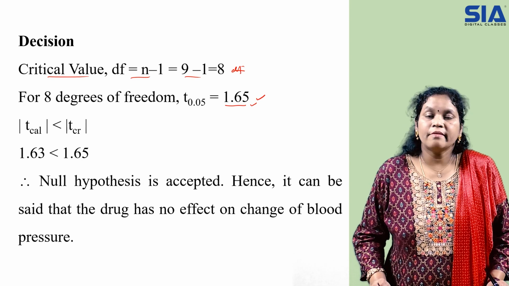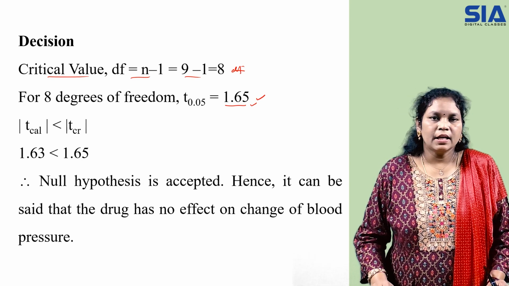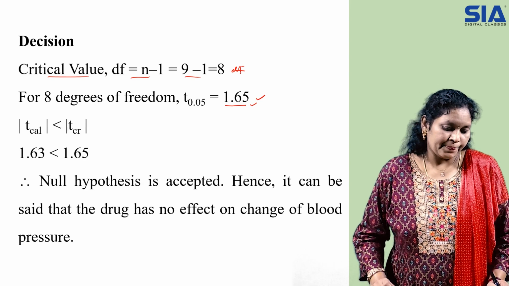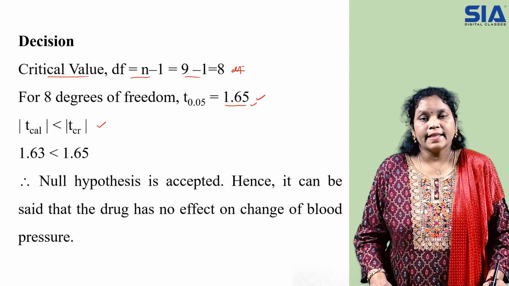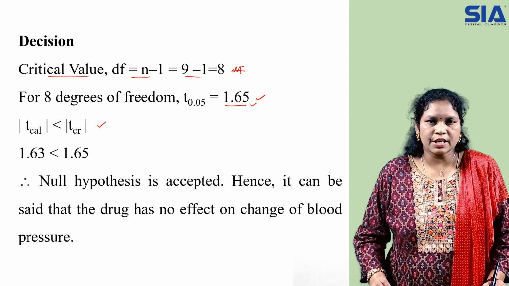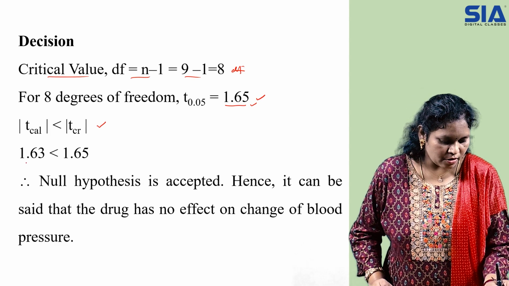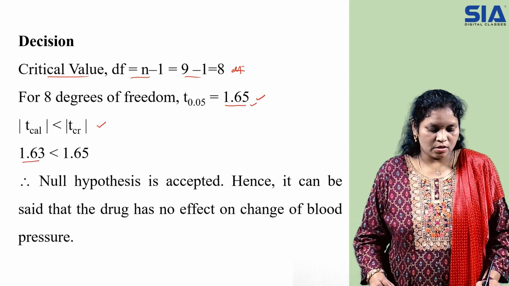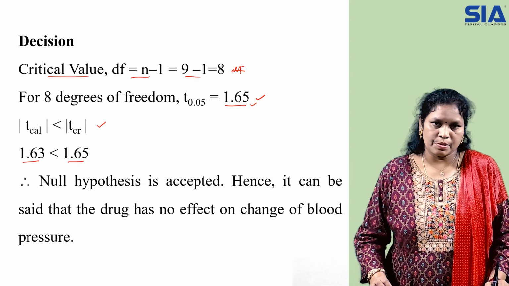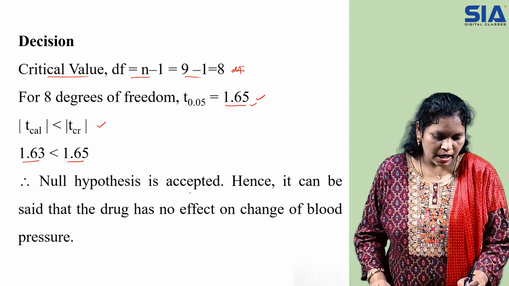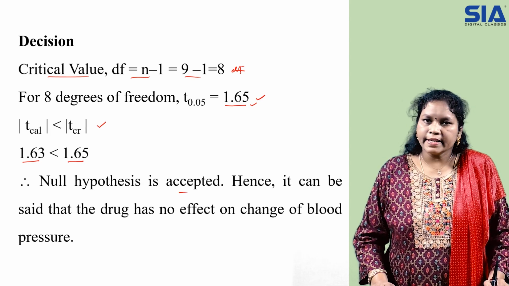So I have got the critical value, I have got the calculated value. Let us go for the comparison and get the decision. If mod T calculated is less than mod T critical, then we accept H naught, otherwise we reject H naught. So let us check it out with the values we got. Calculated value I have got as 1.63. Yes, it is obviously less than 1.65. So we have to accept the null hypothesis here. Therefore the null hypothesis is accepted because the calculated value is less than the critical value.